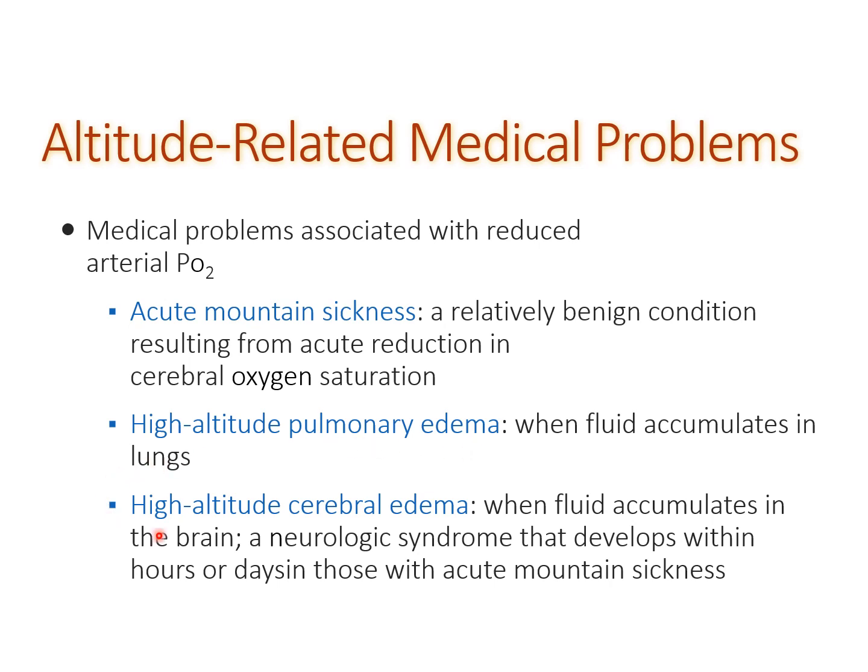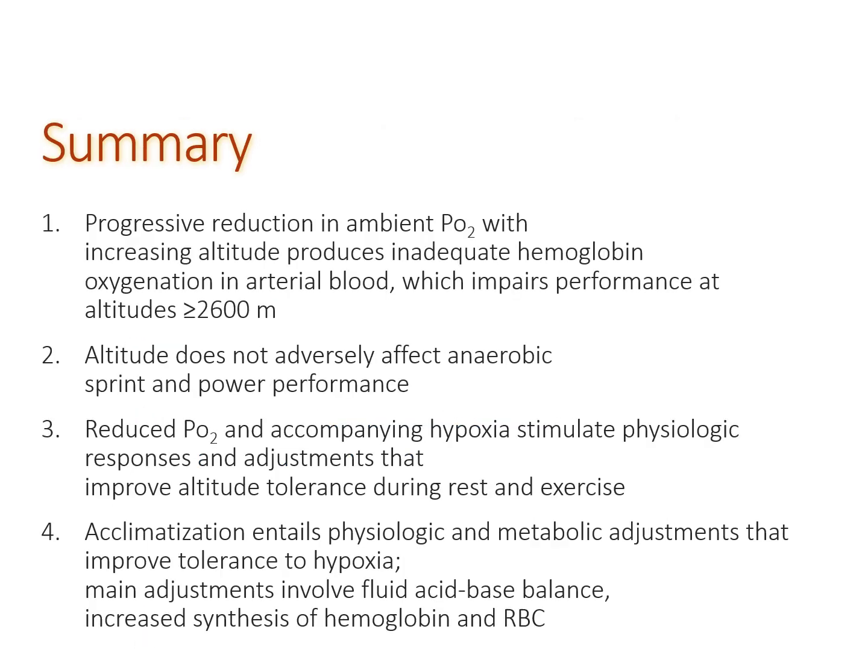And then you can also have high altitude cerebral edema, which is very serious. This is when the fluid accumulates in the brain. And this is a neurologic syndrome that develops within hours or days in those with acute mountain sickness. So it's an important thing to be aware of when you are looking at those symptoms, like how severe are they and what kind of changes are we seeing in that person, not only from a symptom perspective, but also from a physiological perspective. So that's the end of chapter 24, altitude training.